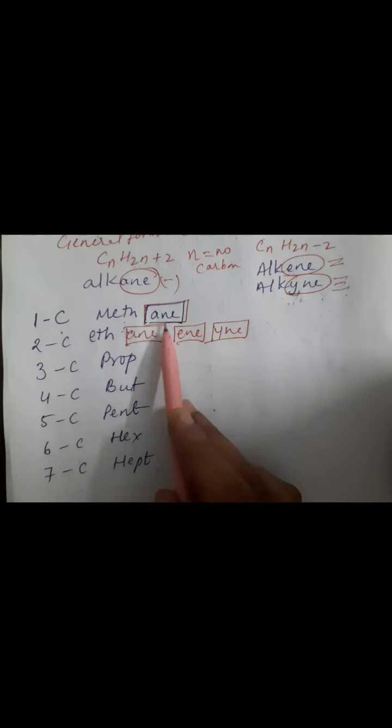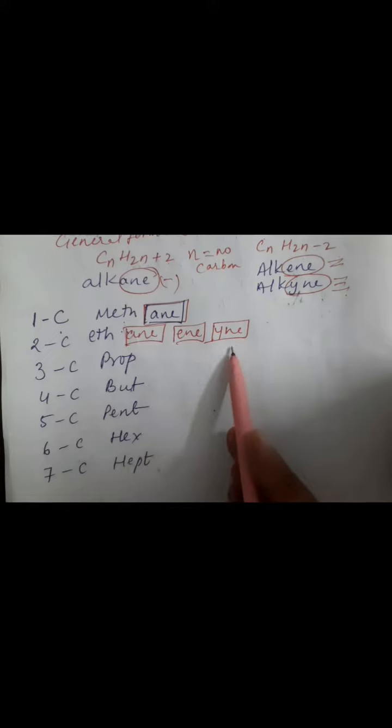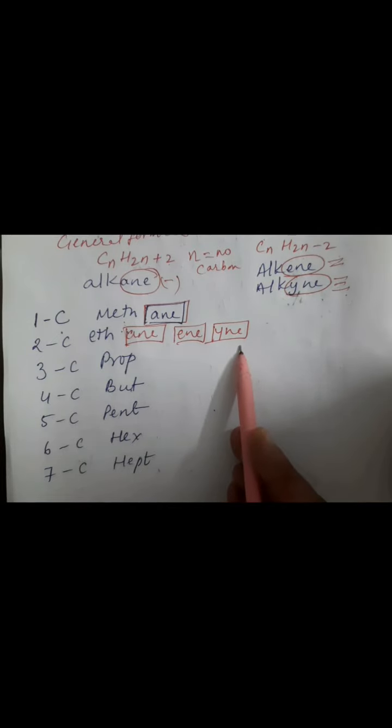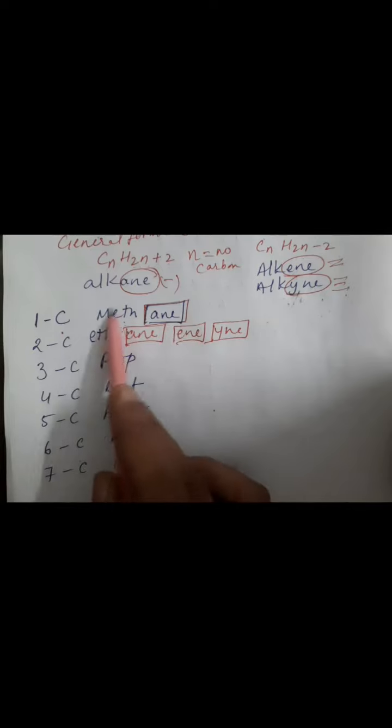Then we add the suffix "ane" if a single bond is there between carbon and carbon. If there is a double bond, we add "ene". If there is a triple bond, we add "yne". So the complete name for a single bond with one carbon will be methane.